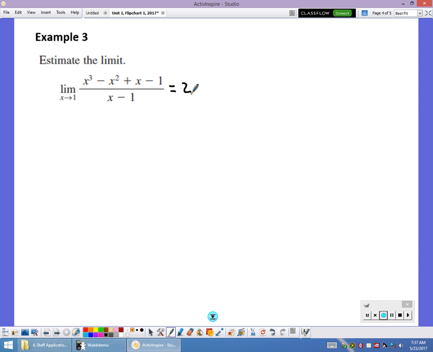Believe it or not, that's all you need to do in this first assignment. We're going to be introducing you to limits, what the concept of a limit is, and then using your technology to estimate limits. Good luck.